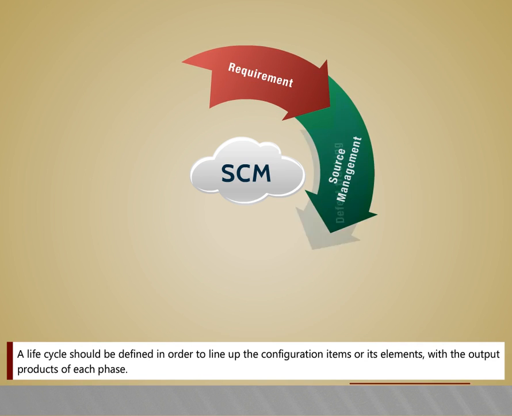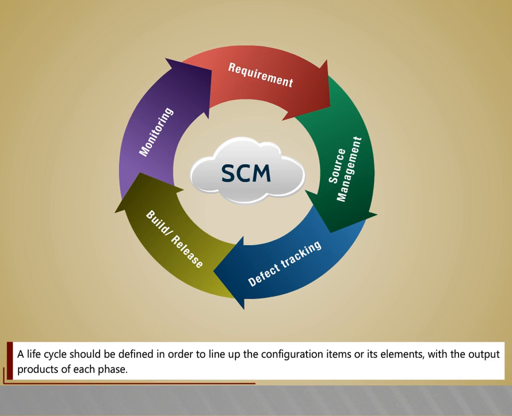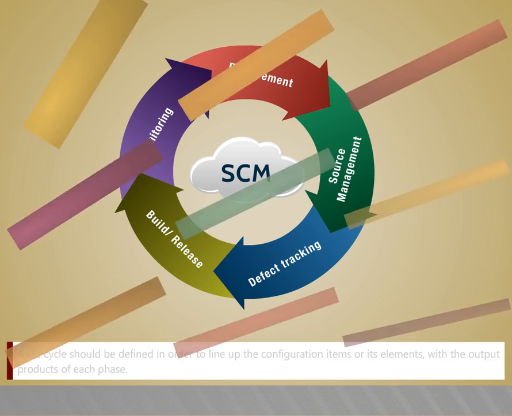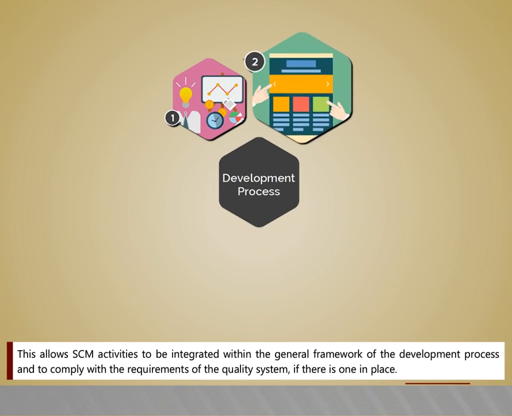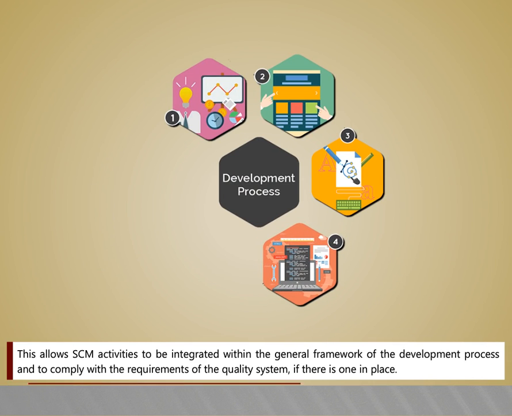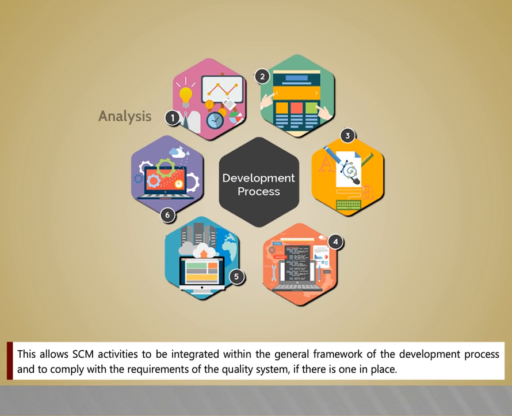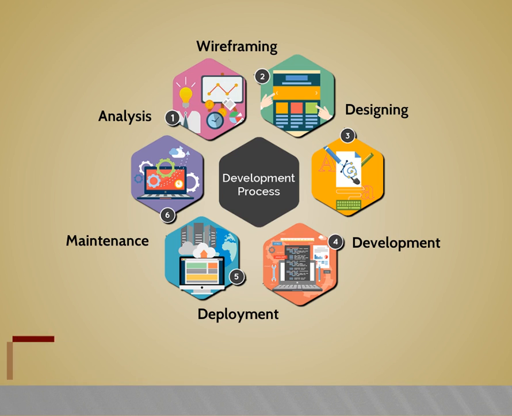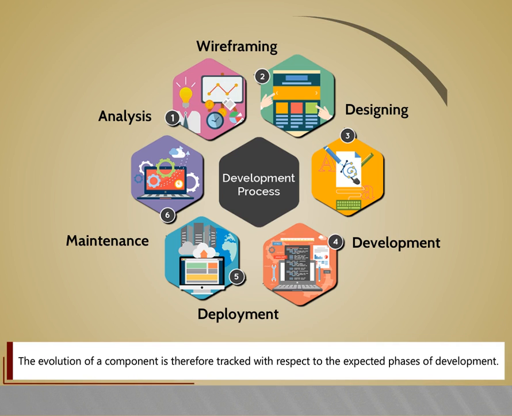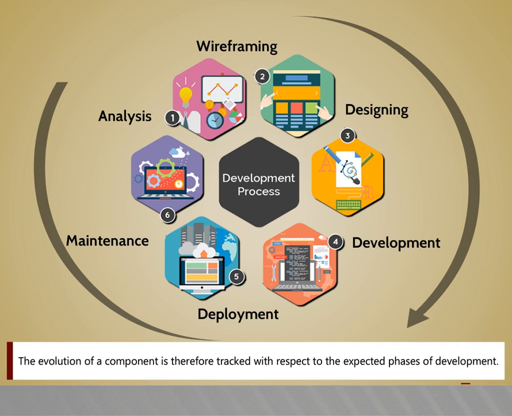A lifecycle should be defined in order to line up the configuration items or its elements with the output products of each phase. This allows SCM activities to be integrated within the general framework of the development process and to comply with the requirements of the quality system if there is one in place. The evolution of a component is therefore tracked with respect to the expected phases of development.